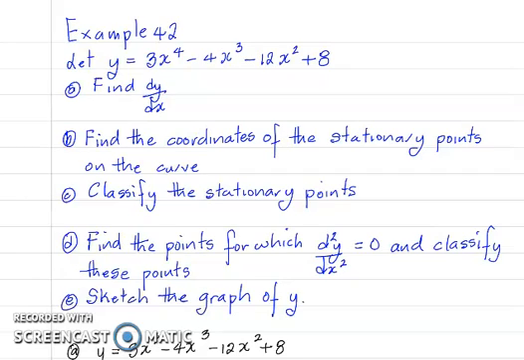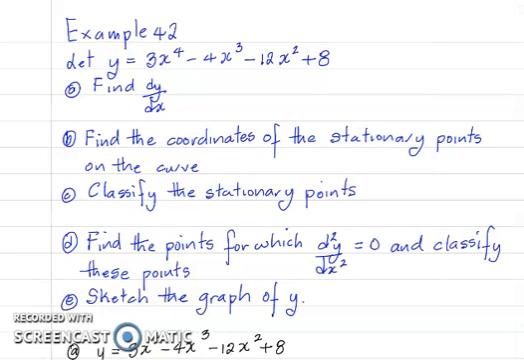Example 42. Now, in example 42, we're told to let y be equal to 3x to the fourth power minus 4x to the third power minus 12x squared plus 8. We're asked to A, find dy by dx.